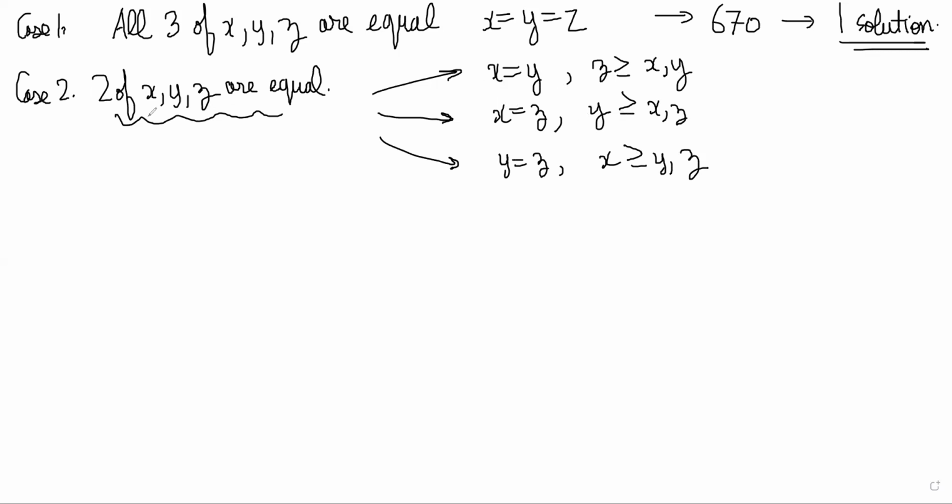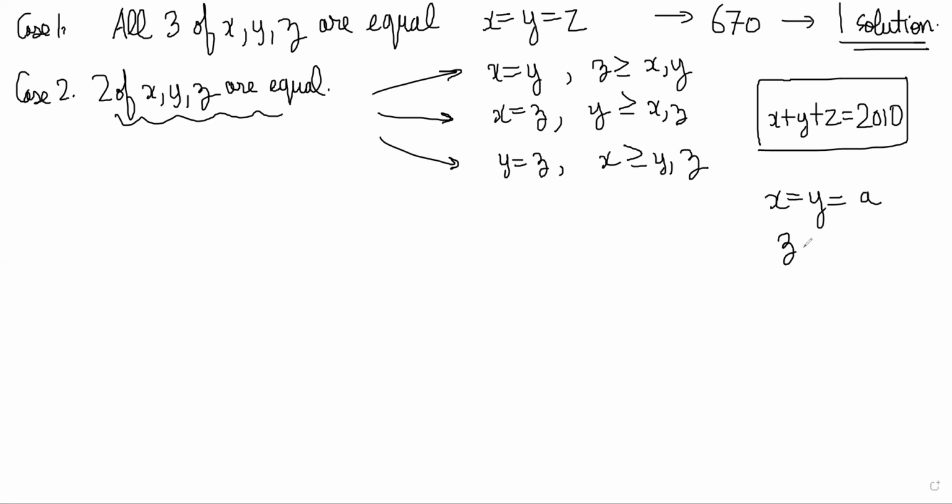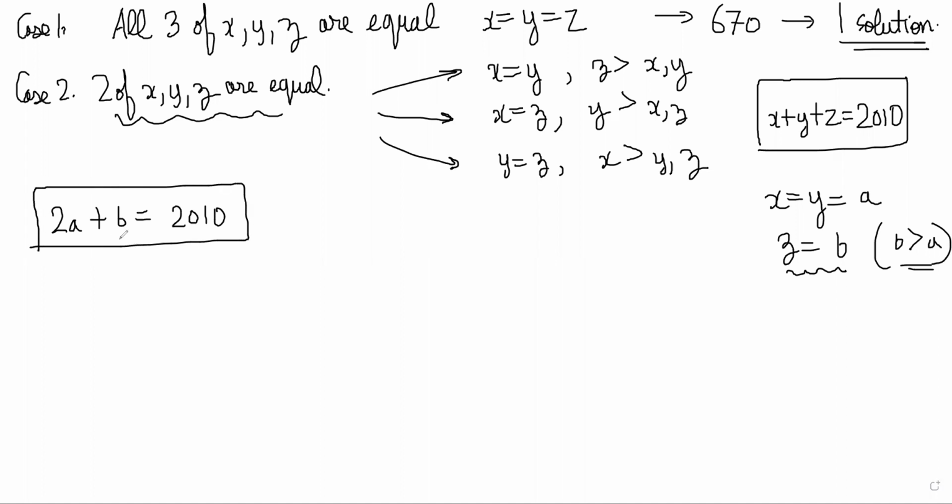So let's find the total number of ways in which x plus y plus z will be equal to 2010 in these three cases. Let's take the first case where x is equal to y. Let's say x is equal to y is equal to a and z is equal to b, where b is greater than a, where two of them are equal. Here we should think of it as greater than, because if z is equal to either of x and y, it will become case 1. So if I have this situation, then the equation is 2a plus b is equal to 2010, because x and y were a and z was b.